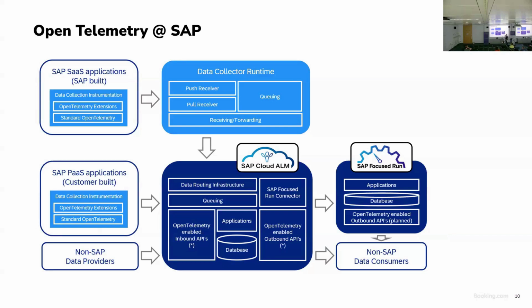The same happens with non-SAP data providers. All data goes to Cloud ALM, which in this case is a kind of service. Then data also goes to the Focused Run application to visualize it. But in this case, both Focused Run and Cloud ALM represent vendor software which supports the OpenTelemetry protocol. So SAP has already adopted it.